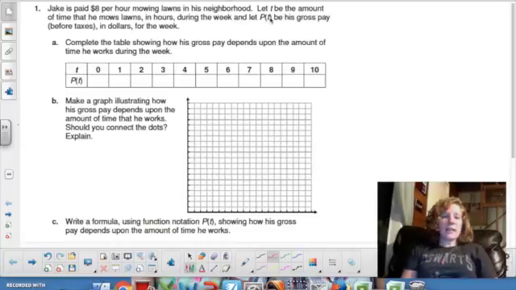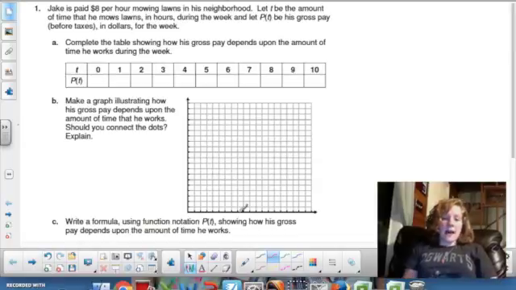We're told to let T be the amount of time he mows lawns in hours during the week, and let P of T be his gross pay in dollars for the week. So our input is going to be time, which means I can go ahead and label this graph. My x-axis is going to be the number of hours. My y-axis is going to be the money he makes.